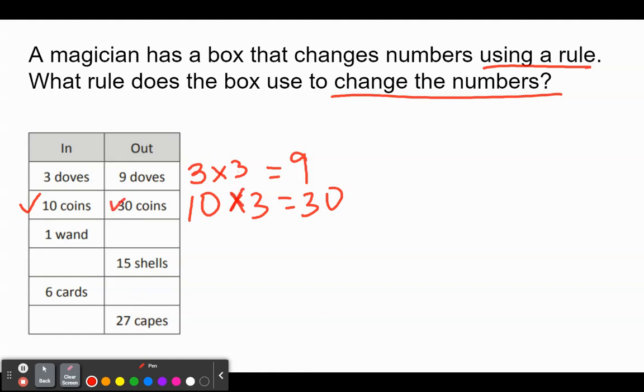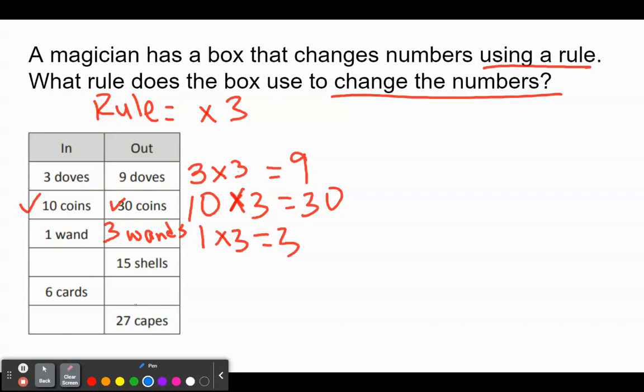Okay, so let's go ahead and fill this in. So we know our rule is times 3. Okay, so if I have 1 wand and I multiply that by 3, so I'm going to do 1 times 3, that gives me 3. So now my output is 3 wands. Okay, now let's go ahead and look at our next one. Let me change our color so we have it a little bit different.